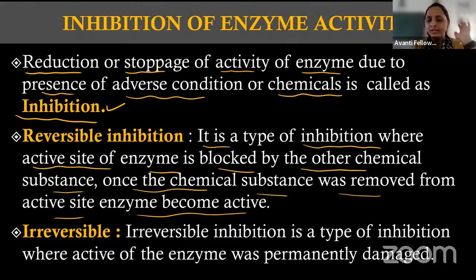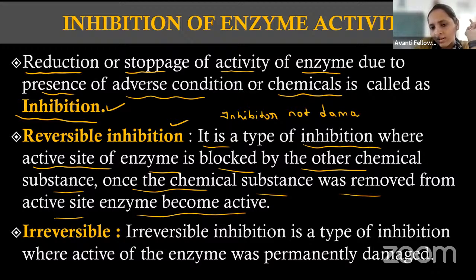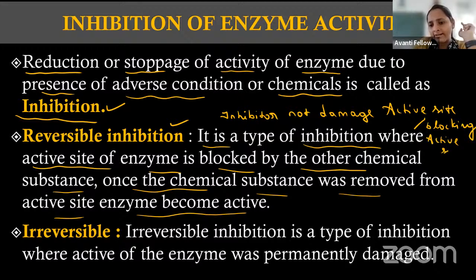After removing the inhibitor, our enzyme is acting as usual. It is converting the substrate into the product. So here the inhibitor is not damaging the active site of the enzyme. That is what we call a reversible inhibition. Remember here, the inhibitor does not damage the active site. It is just blocking the active site, right?